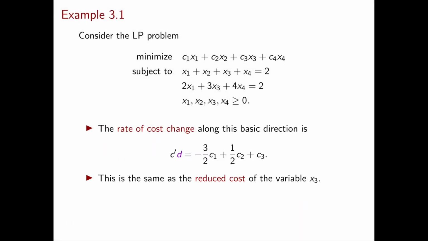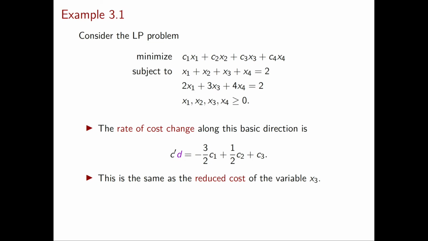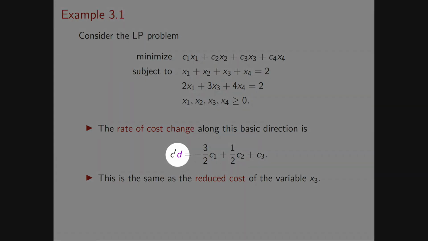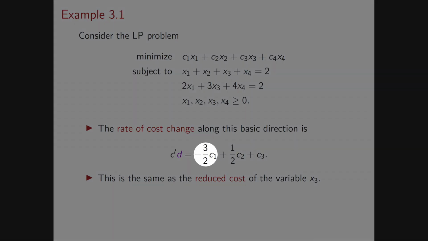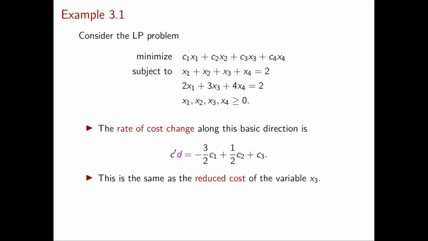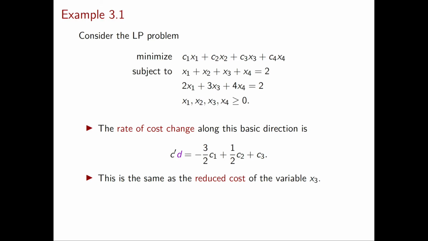We can also compute the rate of cost change along this basic direction. We can compute this rate of cost change in different ways. We can use the definition of reduced cost, or we can simply use c transpose d, which was the starting point that allowed us to come up with the definition of reduced cost. In this case, we have already computed d, so it's quicker to compute the rate of cost change by computing c transpose d. This scalar product gives you minus 3 halves c1 plus 1 half c2 plus c3. If you write down the formula for the reduced cost of the variable x3, you will obtain the same result.